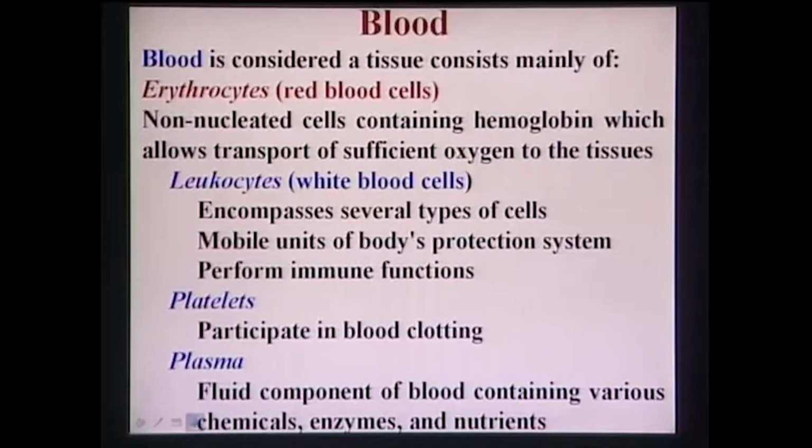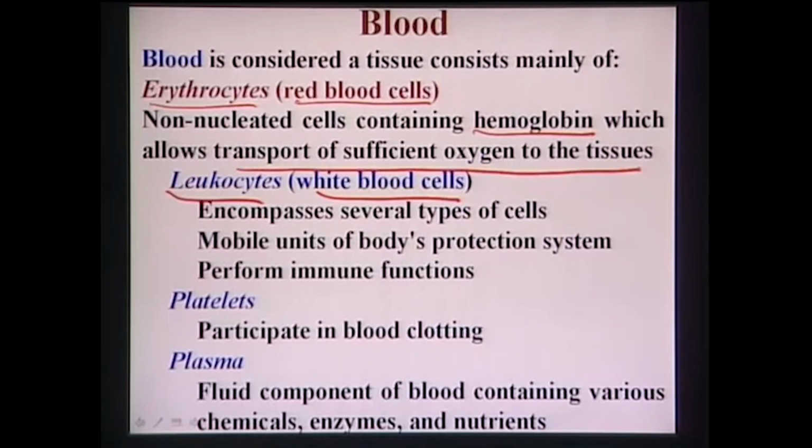So, therefore, proteins will necessarily be absorbed on the material surface, whether it is blood or simple human body plasma. Now, as I have already told, blood is considered a tissue, and it primarily consists of erythrocytes, the red blood cells. RBCs are generally non-nucleated cells and contain hemoglobin, which allows transport of sufficient oxygen to the tissues. As you know from school biology, oxygen is attached to the hemoglobin of the RBCs and thereby transported to different parts of the body.